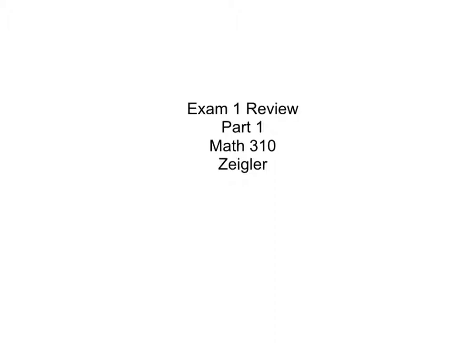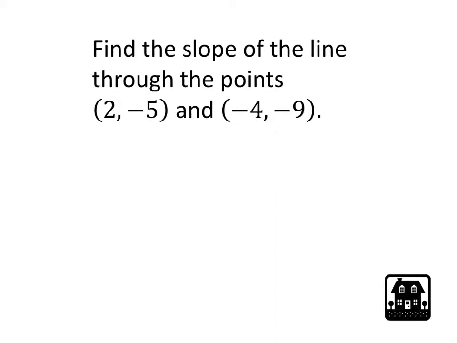This is Part 1. In this first problem, we're given 2 points and we're supposed to find slope. So we use the slope formula, which is that the slope equals y2 minus y1 over x2 minus x1. In this case, it doesn't matter which are x1 and x2 or y1 and y2, it just means that you keep the ordered pairs consistent.